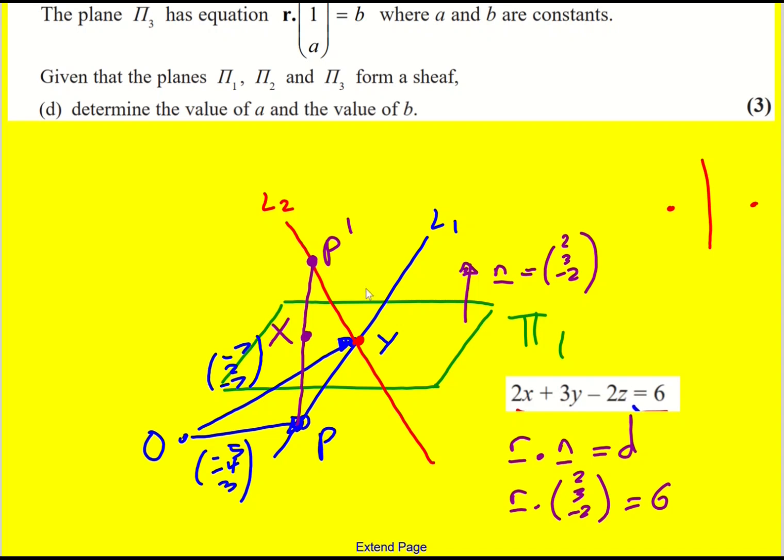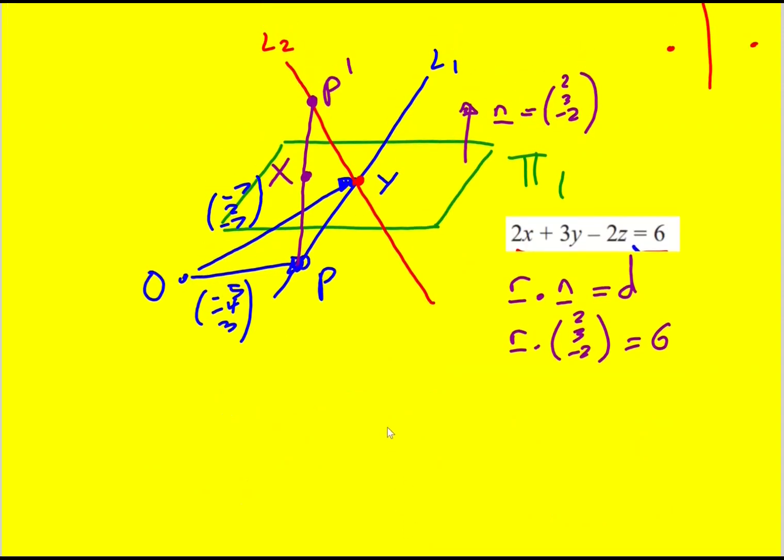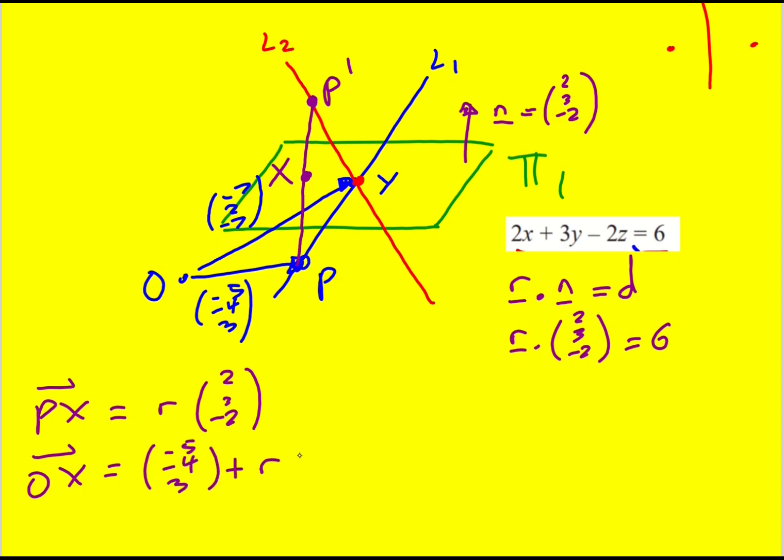So that's X. Okay, so I know that PX is going to be some multiple of the normal vector. I'm not going to call it lambda for the moment because I think there was a lambda in the answer. I'm going to call it r. PX is going to be r multiplied by the normal vector, 2, 3, minus 2. What that means is that OX is going to be minus 5, minus 4, 3, plus r times 2, 3, minus 2. Sorry, some of my numbers are not coming out very well. That was meant to be a 3 there.